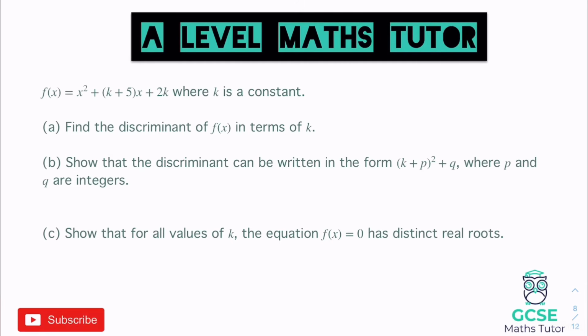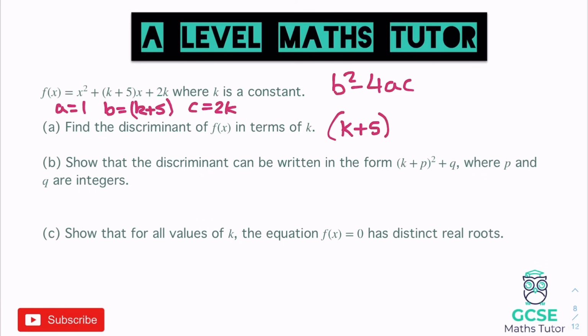So finding the discriminant for that is going to be okay, because all we have to do is b squared minus 4ac. And as we can see from up here, a equals 1, b equals k plus 5, which I'll leave in a bracket, and c equals 2k. Right, there we go. So, plugging these pieces into b squared minus 4ac then, b is k plus 5, so we're going to have k plus 5 squared minus 4 times a times c, which is 4 times 1, which is 4, times 2k. So 4 times 2k is 8k.